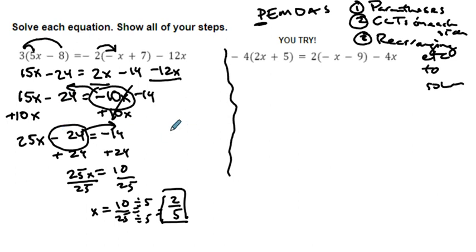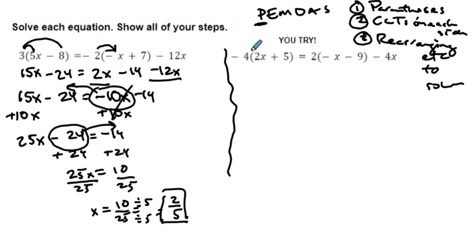All right. So now pause the video and try this problem on your own, and follow this order here. Do your parentheses first, then collect your like terms on each side, and then start doing your rearranging and all of that. Okay? We'll see you in a minute.